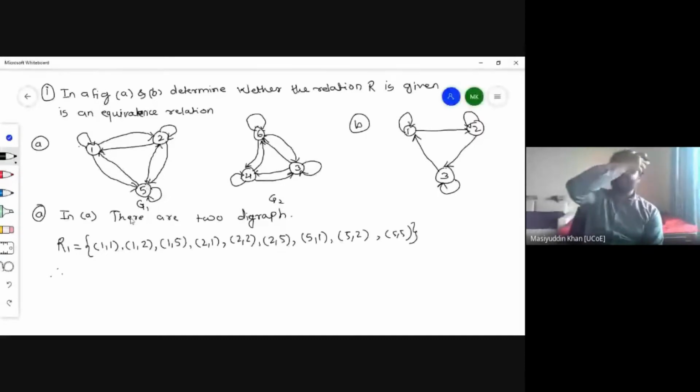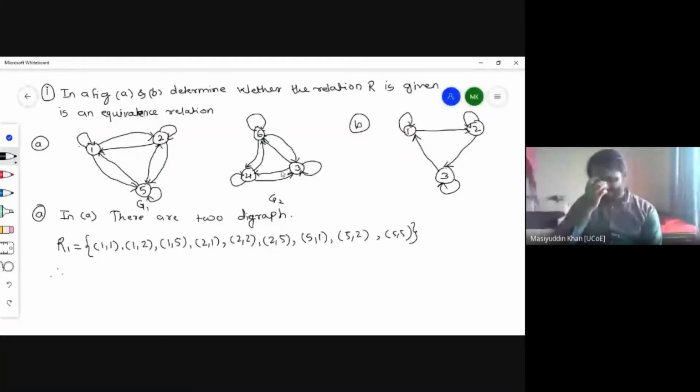It's up to you whichever pair you select. If you select 5 to 1, 1 to 2, then 5 to 2 is also present. So I can define this as A to B, B to C, and A to C is present. So all three properties are satisfied in your diagram A of G1.